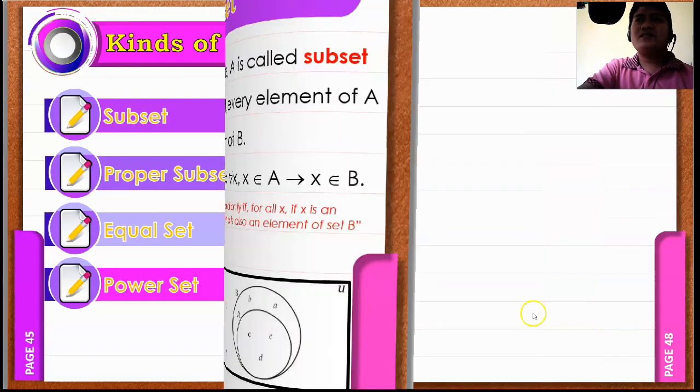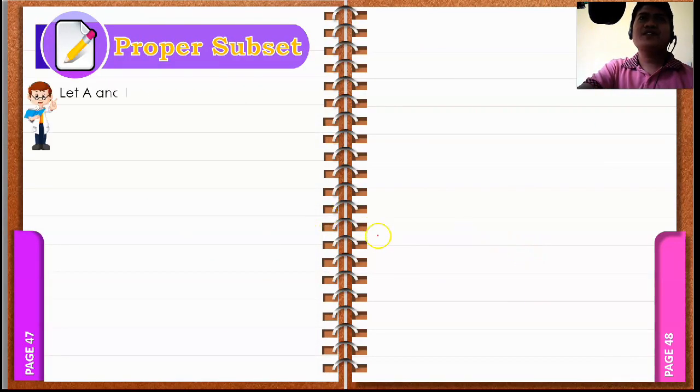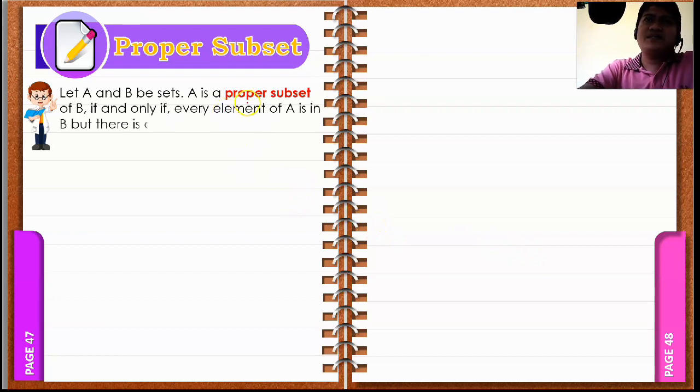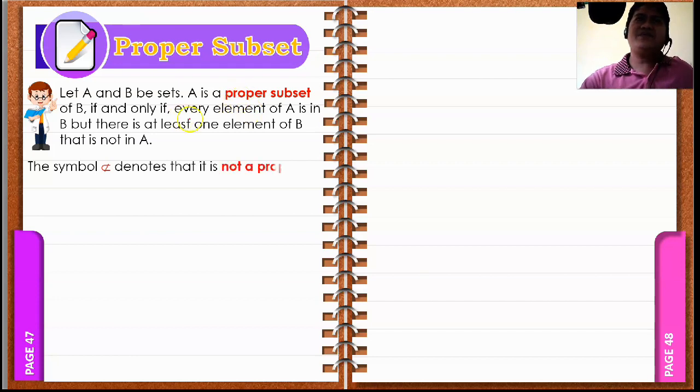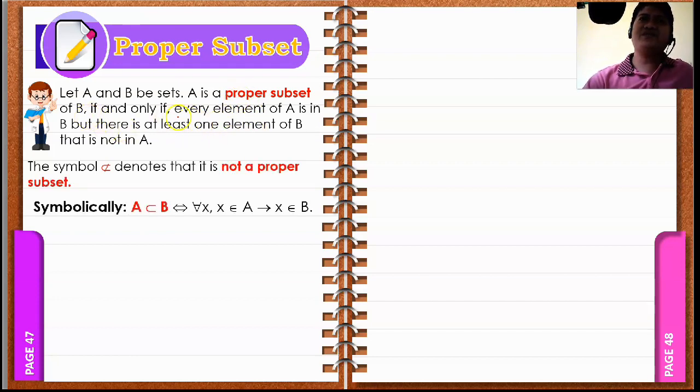Okay? Another one, we have the proper subset. Let A and B be sets. A is a proper subset of B if and only if every element of A is in B, and there is at least one element in B that is not in A. In this case, we call that a proper subset. This symbol stands for a proper subset, and this one denotes not a proper subset. Symbolically, A is a proper subset of B if and only if for all x, x is in A implies x is in B.